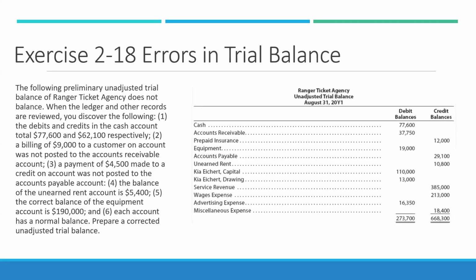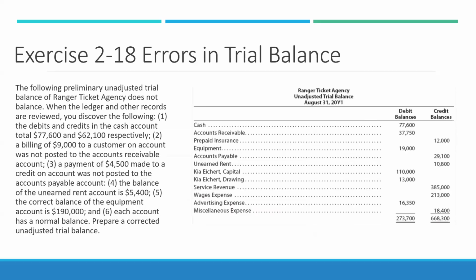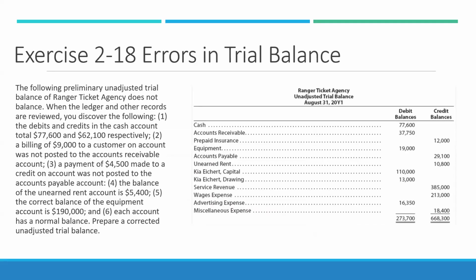Okay. So, after it's been corrected, we correct the wages expense, correct the miscellaneous expense. A billing of $9,000 to a customer on account was not posted to accounts receivable, which means our accounts receivable is too low. So we have to add $9,000 to that amount. So you can see accounts receivable is 46,000 instead of the 37,000 that it is on this slide.